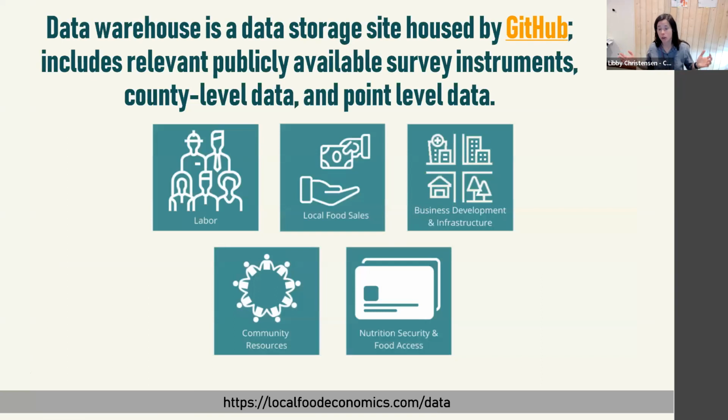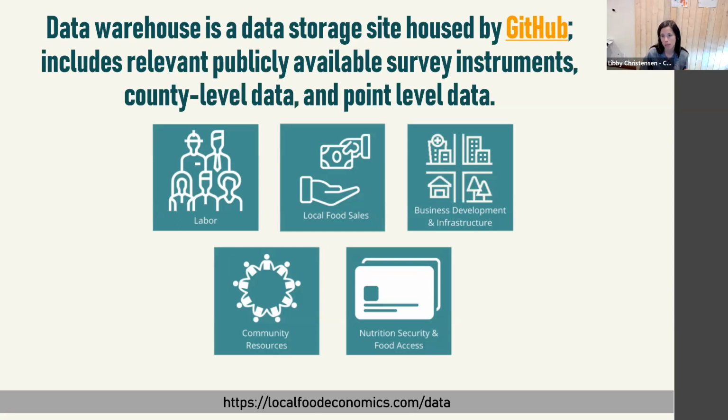So as you all know, there are lots of different components in the food system. In addition to the communities of practice that you saw earlier, we also had specific partners on building this tool and this team. We had about 35 different national networks that we engaged during this project on issues of food access or food systems. We looked at their missions and the types of projects they were working on and found that a lot of their work fell into these 5 general categories: labor, local food sales, business development and infrastructure, community resources, and nutrition security and food access.